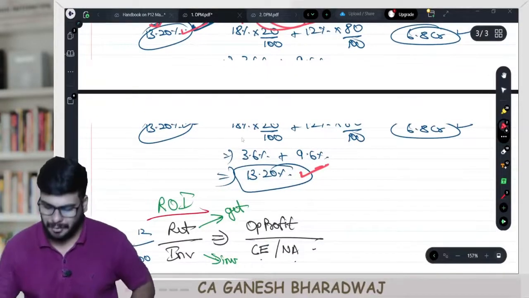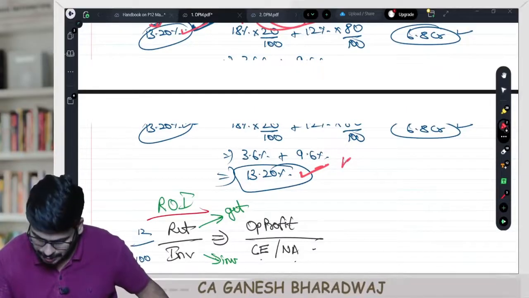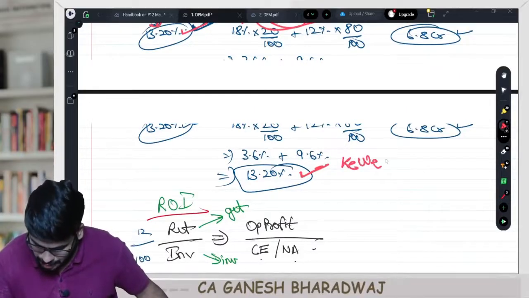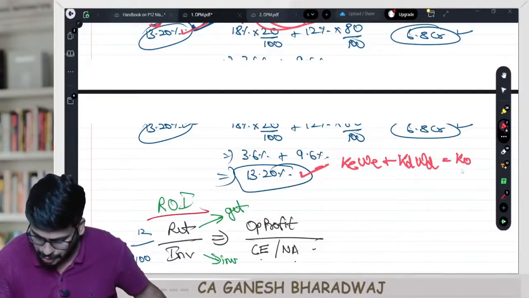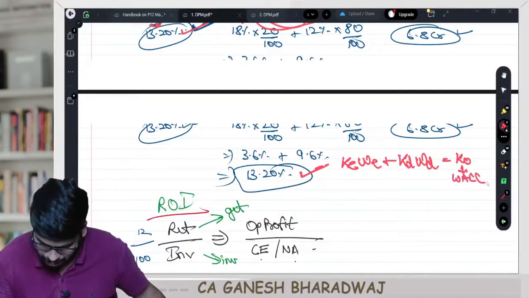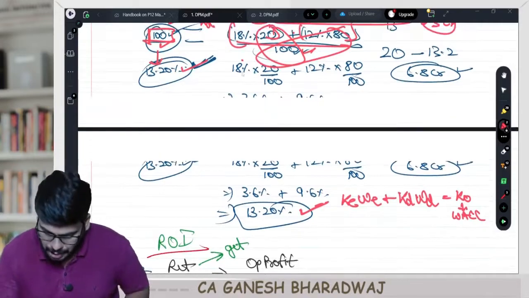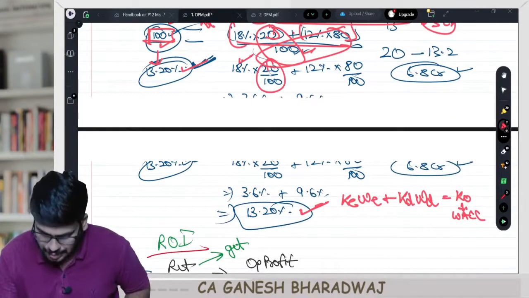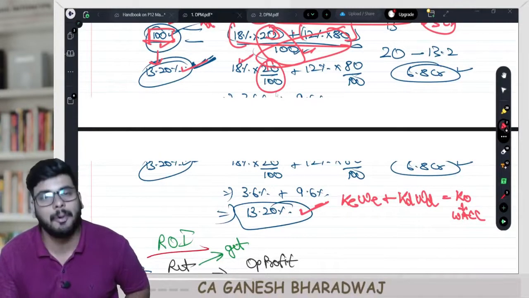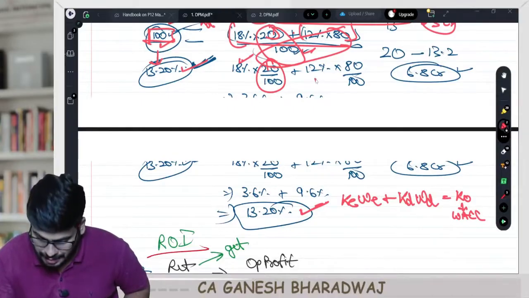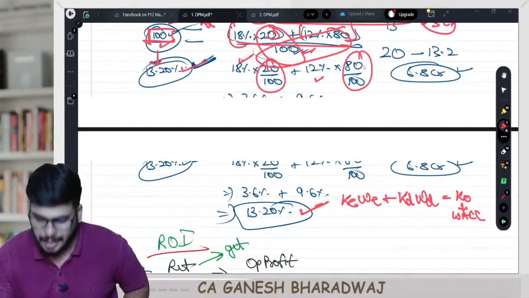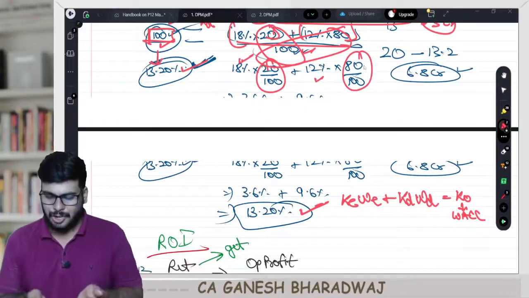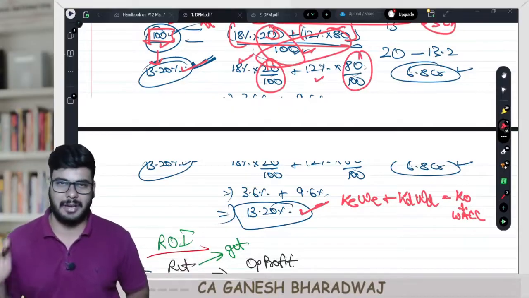They give it in a formula, very simple. It's nothing but KE WE plus KD WD is equal to your KO. KO is nothing but your weighted average cost of capital. This is exactly what we did. So this is KE, and this is the weight of equity, 20 upon 100. Similarly, this is KD, the cost of debt, and 80 by 100 is the weight of debt. Clear with this? You multiply everything, you get this weighted average cost of capital.